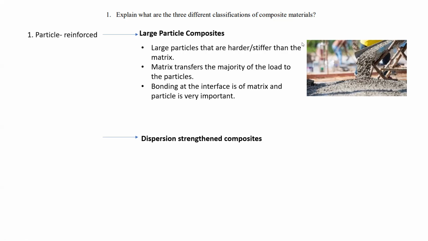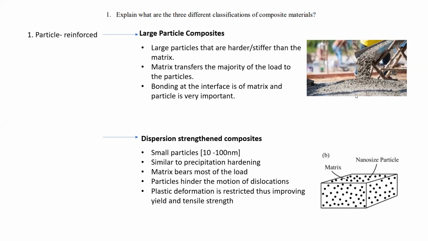The second type of particle reinforced composites are dispersion strengthened composites. The major difference between these 2 is the size of the particles. So these generally have very, very small particles, densely compacted and evenly dispersed throughout the matrix. It's similar to precipitation hardening, where it works best with heat. The way that this works is basically the particles hinder the motion of dislocations. So if there's a dislocation, a crack that propagates, because the reinforcing members, the particles, are so tightly compacted, it can't propagate properly. Which generally means that plastic deformation is restricted, and this generally improves the yield and tensile strength of the composite.